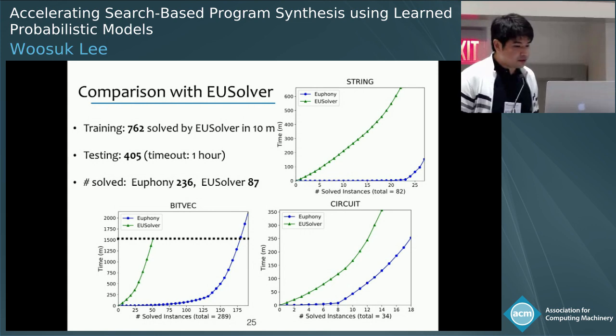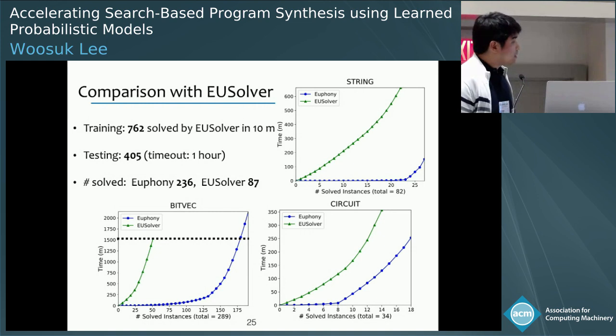And these figures show the cumulative running times of both solvers, and each figure shows the number of benchmarks solved within a given timeout limit. For instance, in the bit vector domain, EUSolver could solve only 50 benchmarks within 1500 minutes, whereas euphony could solve around 180 benchmarks.